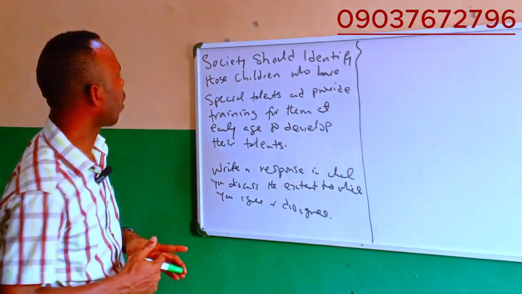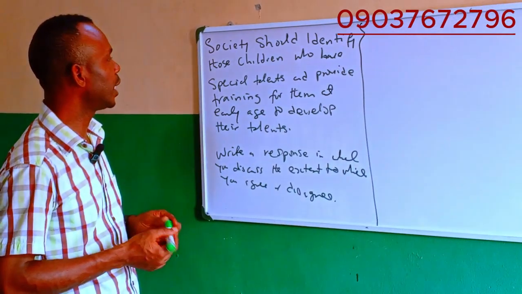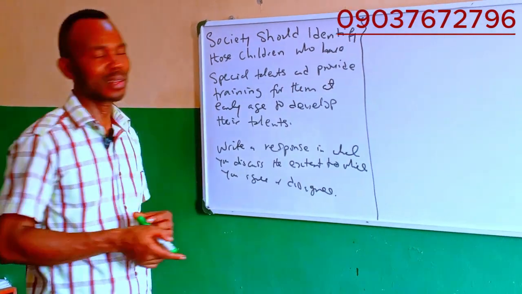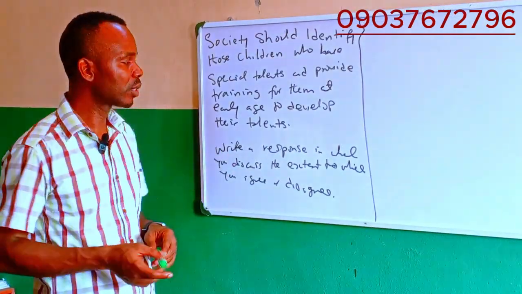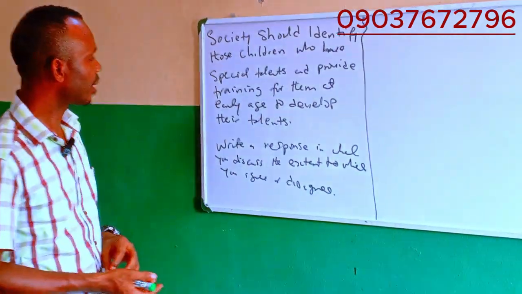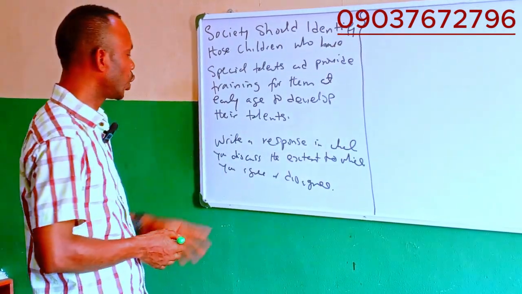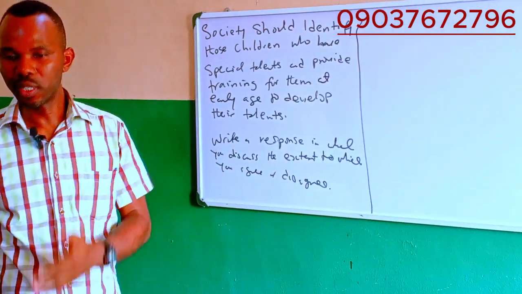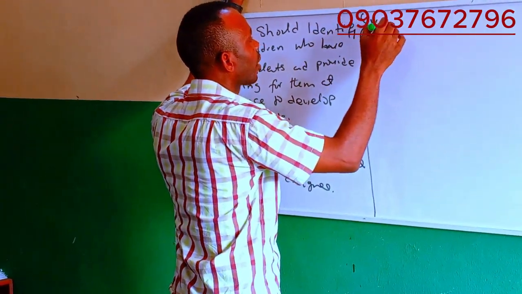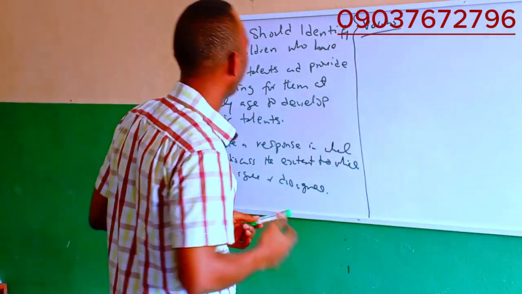So: society should identify those children who have special talent and provide training for them at an early age to develop their talent. All right. This is the instruction. The instruction is usually larger than this, but this is the major thing. Write a response in which you discuss the extent to which you agree or disagree. The first thing I need to take note of here, I will call them vocabs. So you may write vocabs, whatever.